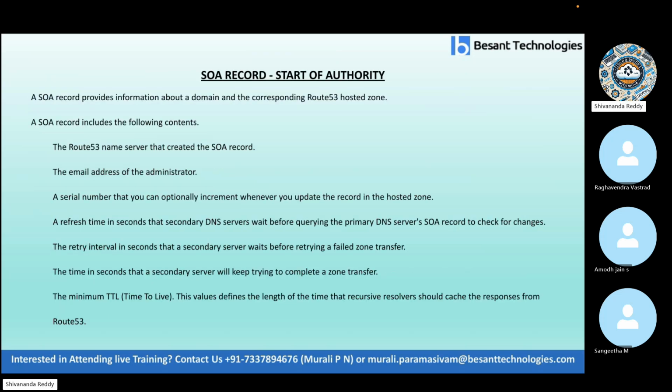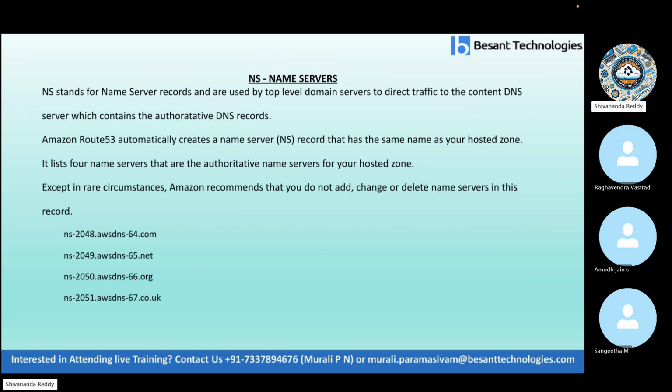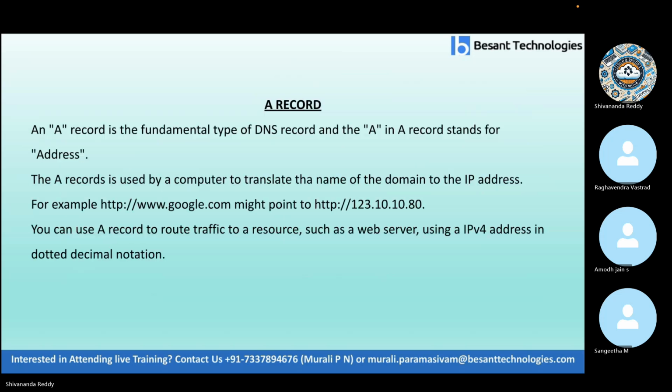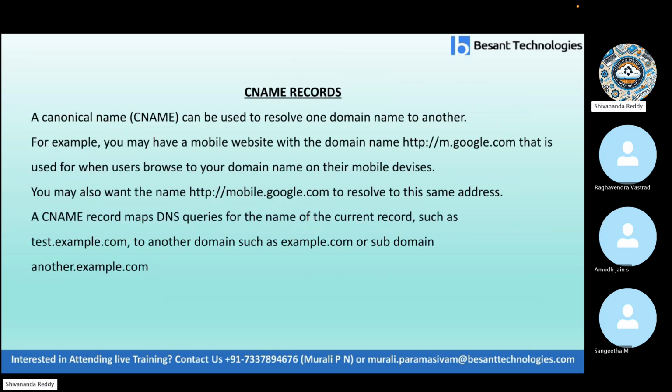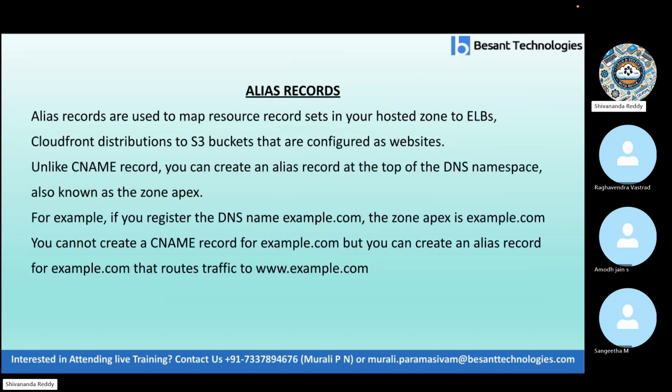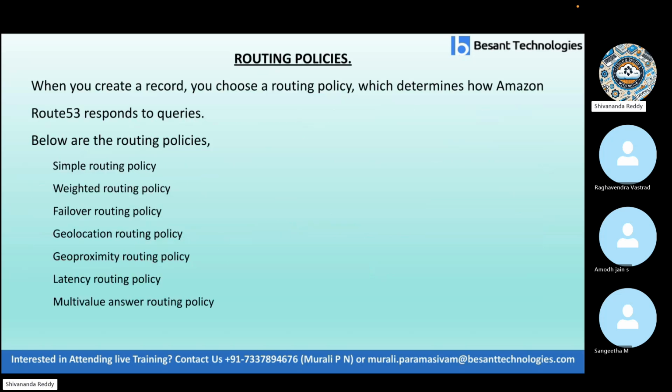Then SOA, start of authority record, will be there. Name servers, NS records, will be there. Then A record, IP address record, CNAME, canonical name record, alias, means pet name record, and routing policies. The routing policies are important: simple routing, weighted routing, failover, geolocation routing, geoproximity, latency, multi-value answer.